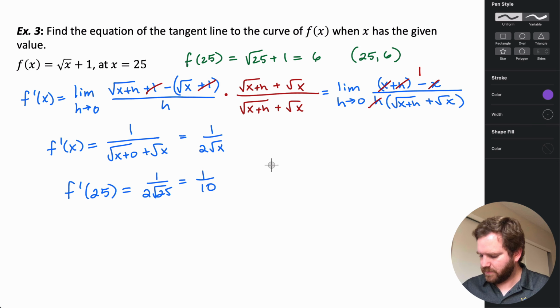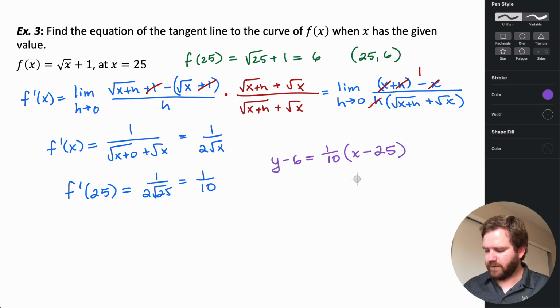So my equation of my line would be y minus our y coordinate, so it's minus 6, equals my slope, which is 1/10, times x minus my x coordinate of 25. So that would be my equation of my tangent line.